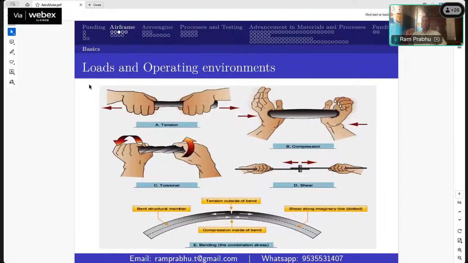A typical aircraft encounters a variety of loading conditions, either a mix of these loading conditions, or some may be very dominant. Tension, compression, torsion, shear, bending, or inherent loading in any part of the aircraft, plus fatigue loaded conditions.